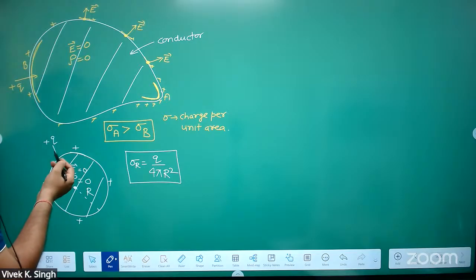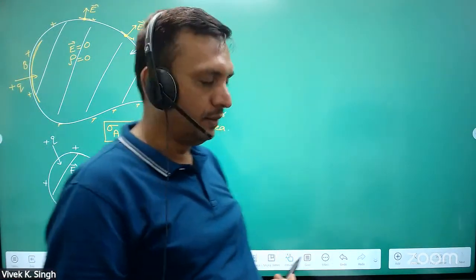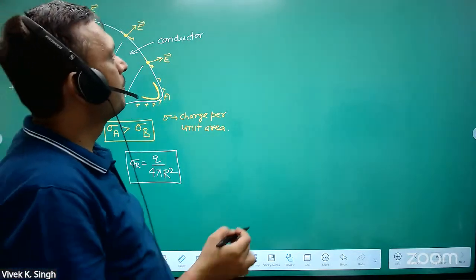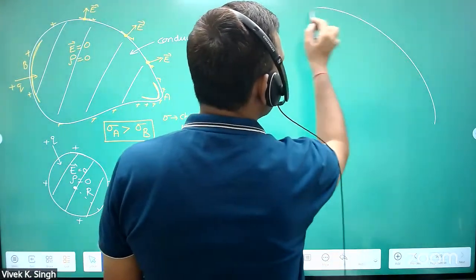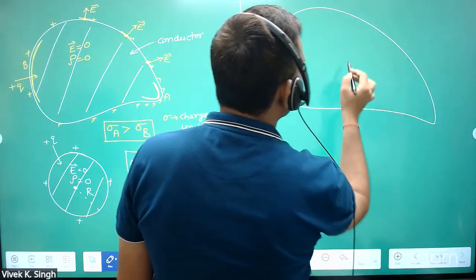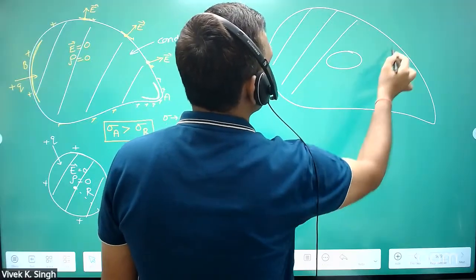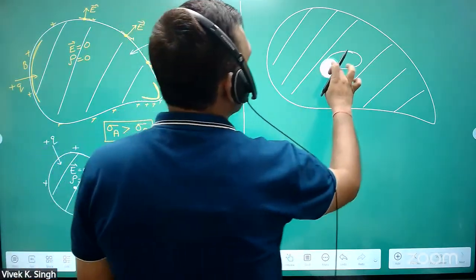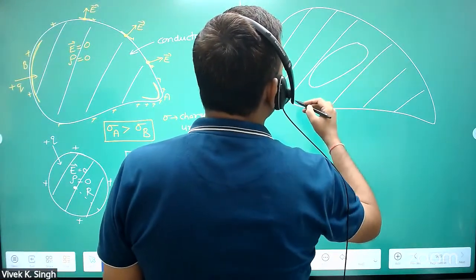So if the surface has symmetry, the charge will be distributed symmetrically. If it is unsymmetrical, the charge distribution is unsymmetrical. Now let us consider a cavity inside the conductor. It's a conductor and there is a cavity inside.